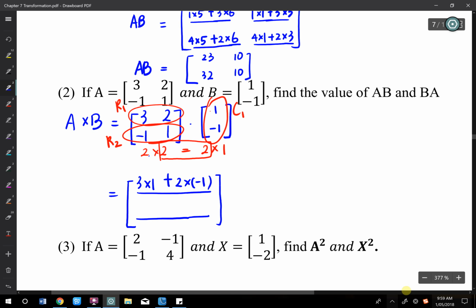And the second one is row 2 needs to meet with column 1 as well. So it's at row 2, column 1. First number times first, add second number times second. And the answer will be 3 minus 2, which is 1. Minus 1 plus minus 1 is minus 2. So the answer is 1, minus 2. So you have a 2 times 1 matrix.